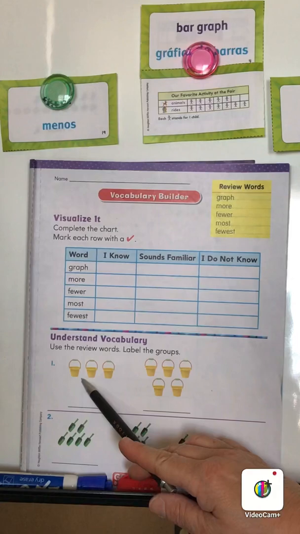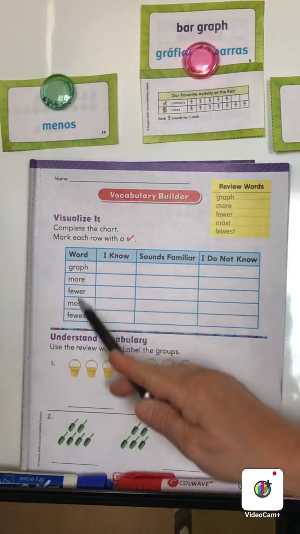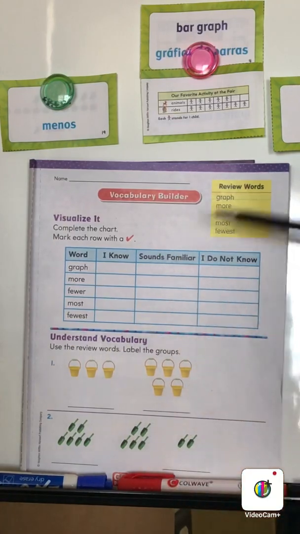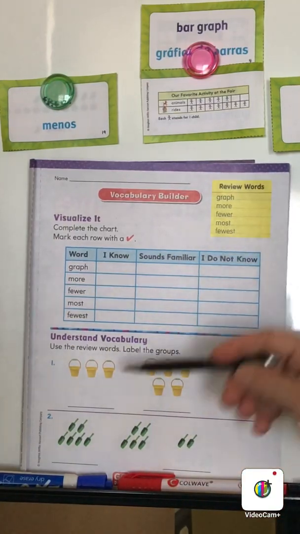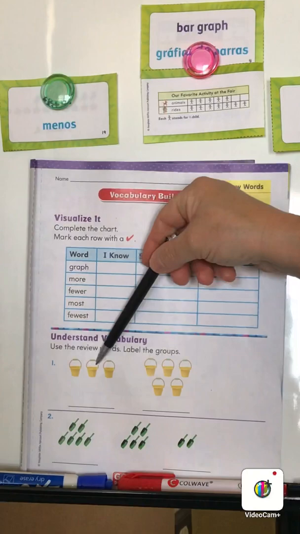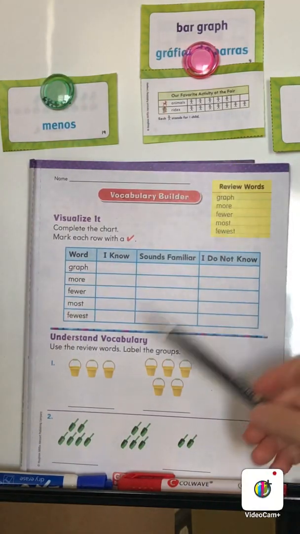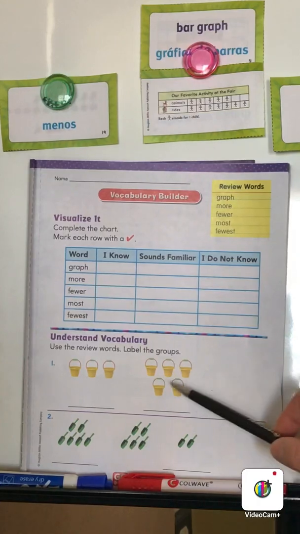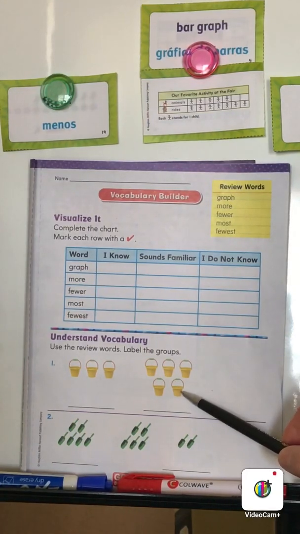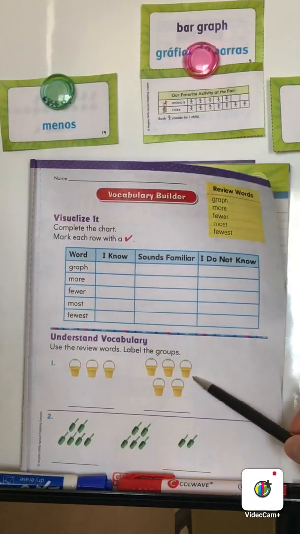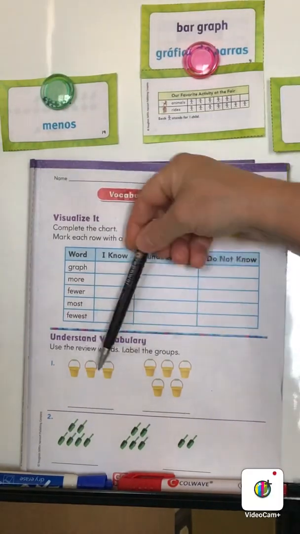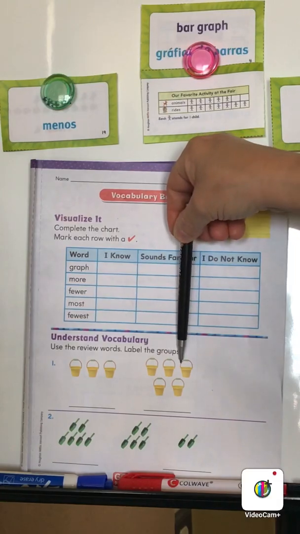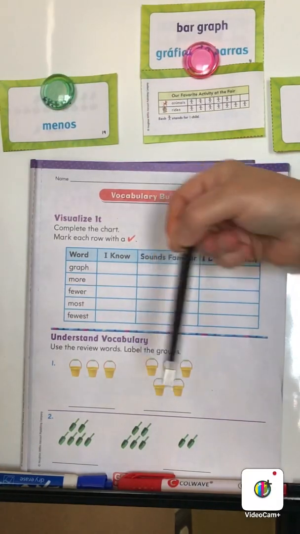Down here, number 1, you're going to use these vocabulary words and label the groups. So we're going to have to use one of these words. So we're not going to put the number 3 here. We're going to say, I see 1, 2, 3 in this group and 1, 2, 3, 4, 5 in this group. So I might want to say this group has fewer and this group has more. Those words you will write on the line.